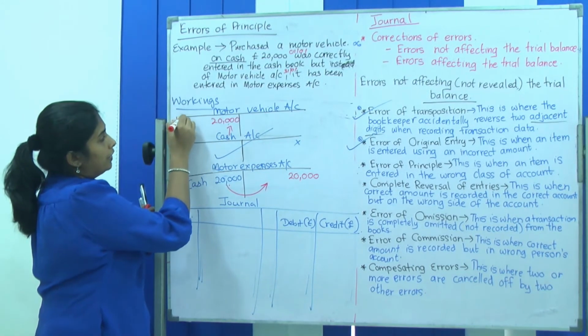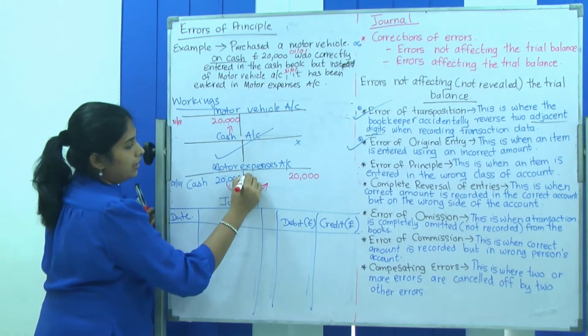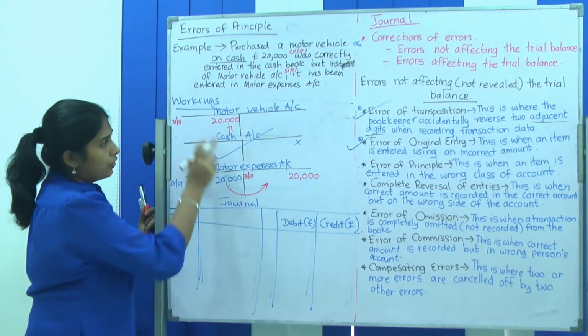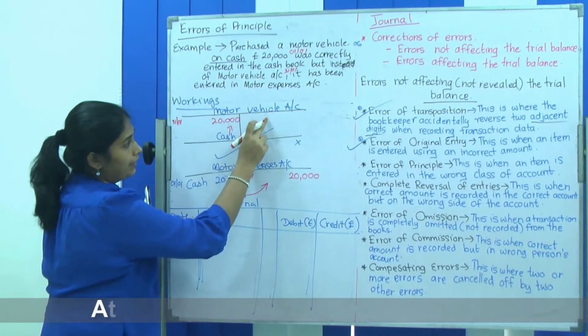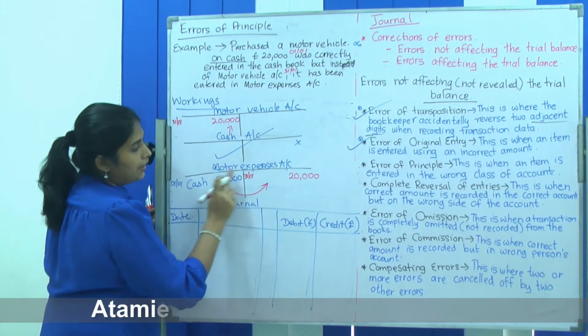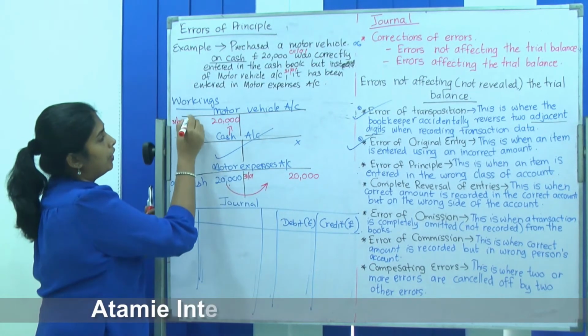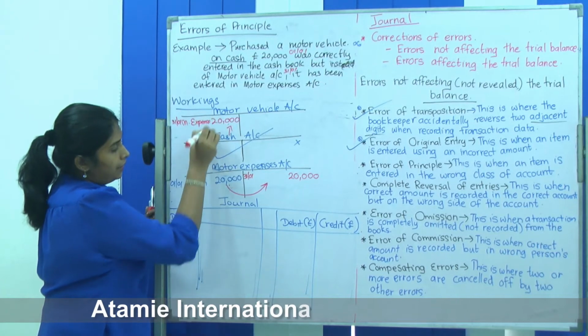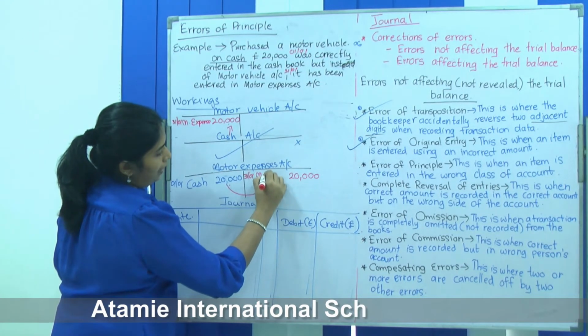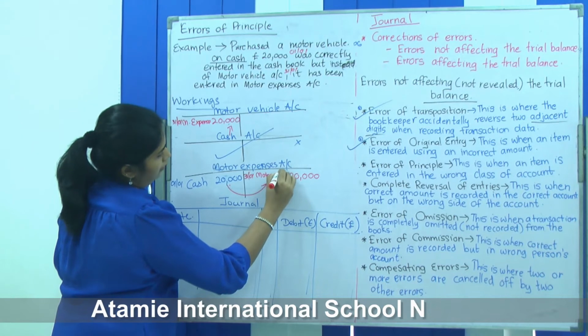So the error was found on 31st, so the date will be 31st of March. You have to exchange the names. Debit entry is there in the motor vehicles account. Where is the credit entry? It's there in the motor expenses account. So here you will be writing motor expenses, and in the motor expenses account you can write motor vehicle.